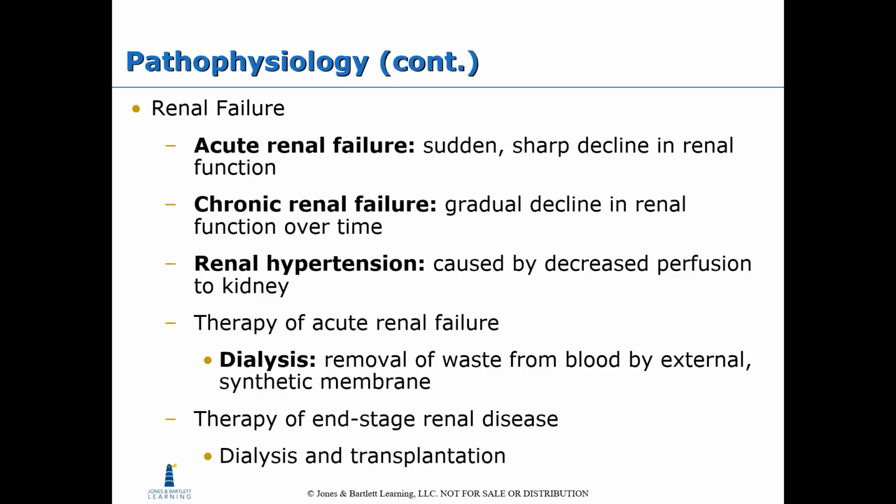Therapy of acute renal failure includes dialysis. So dialysis is the removal of waste from blood by an external synthetic membrane. Dialysis can take place in the blood vessel through a port, or there's also intra-abdominal dialysis. There are lots of different types of dialysis that exist. Therapy of end-stage renal disease is dialysis and eventually transplantation.